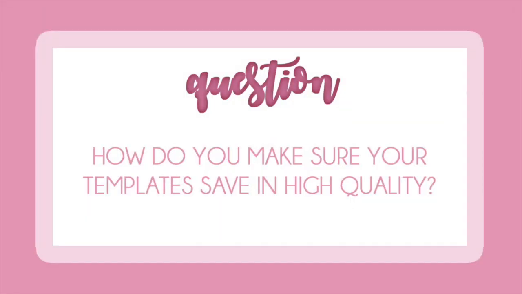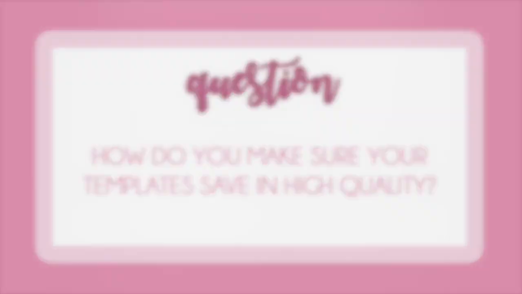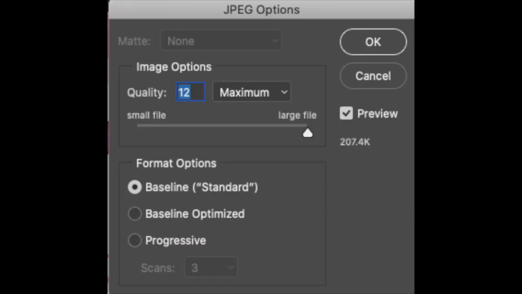How do I make sure that my templates save in high quality? So for Photoshop, there's actually specific settings that I use when I save the template to a JPEG, and I'll include those on the screen here. I usually keep the quality at the maximum, even though it does create a larger file, just because it makes everything a lot clearer than if I were to save it as a smaller sized file.